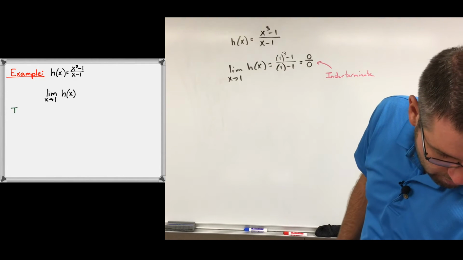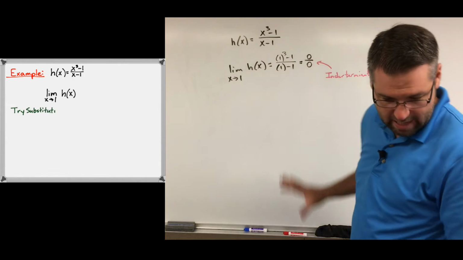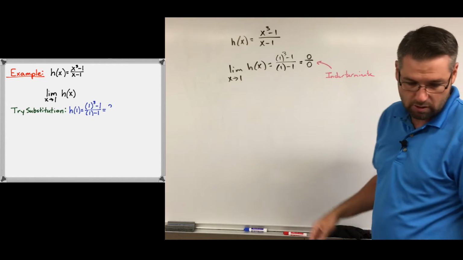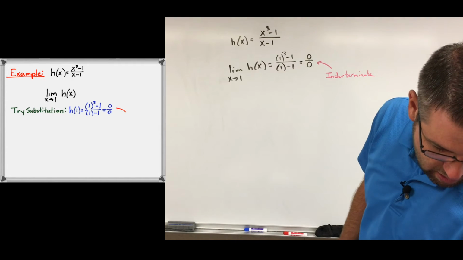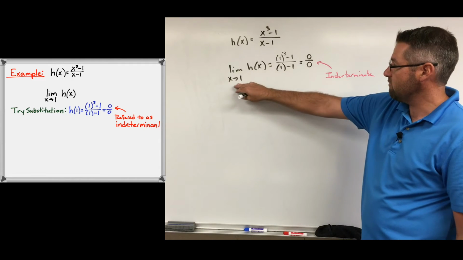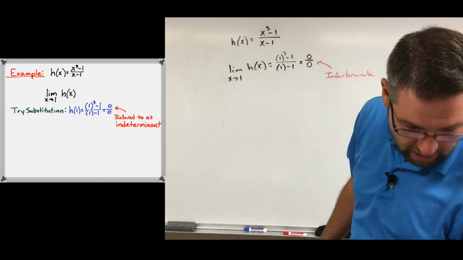Okay? Now, we're going to try substitution. We did that. Okay? And we got something called indeterminate. We got 0 over 0. h of 1 is 0 over 0. Does not exist if we're looking for h of 1, but if we're looking for the limit, we say it's indeterminate. Now, what are we going to do?